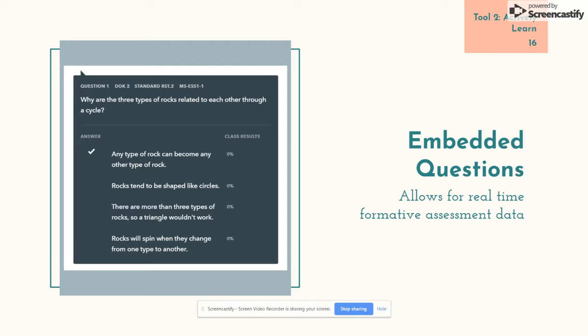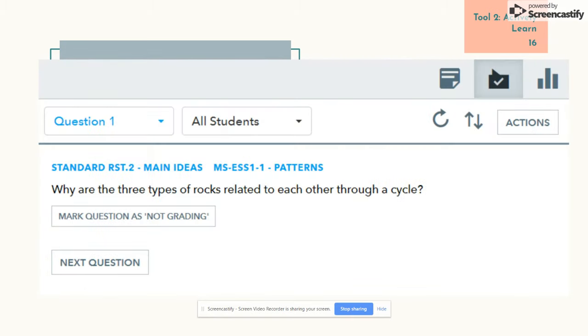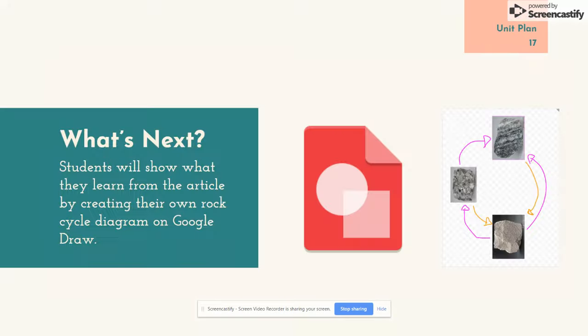There are also multiple choice questions embedded throughout the article that will force students to pause and answer the question before they can move on. This gives me as the teacher a very quick assessment of, are students understanding what they're reading? Is there anything I need to go over again? Who isn't understanding and who is? It shows me all of the grading information right on the side of my screen. All you have to do is at the top switch over from the Notes tab to the Grading tab. Once students have completed reading this article, our next steps will be using Google Draw for them to create their own rock cycles to show what they know.